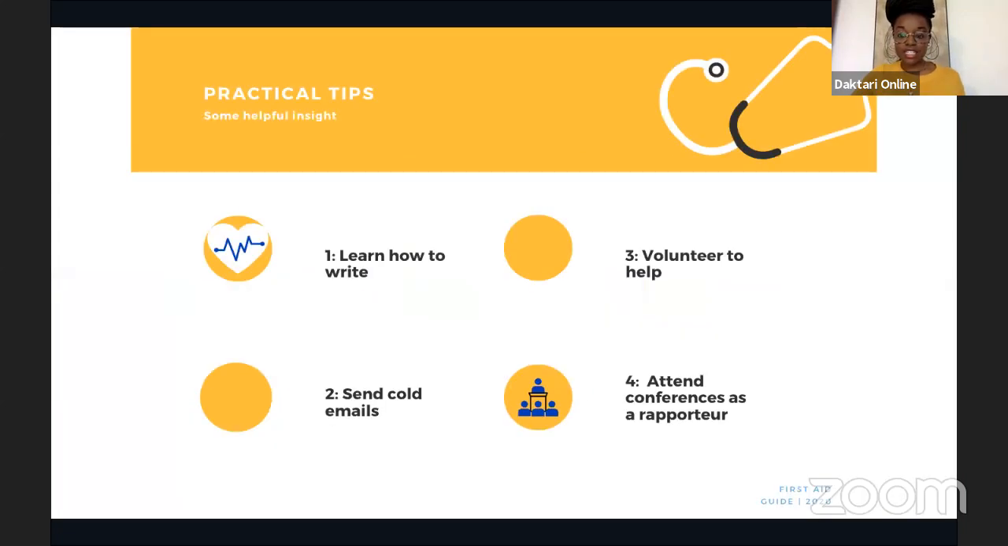Okay, so finally, this is my last slide. Practical tips. I think learning how to write. Writing, I cannot even say this more. Especially with my IFMSA work, I do quite a bit of reviewing people's applications, and I just realized that people do not know how to write. So if anything, just learn how to write.